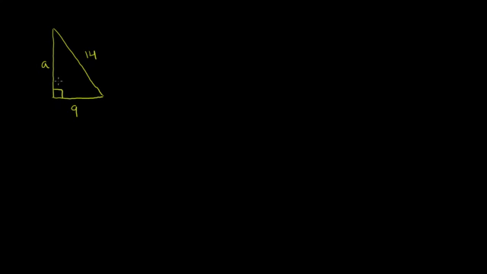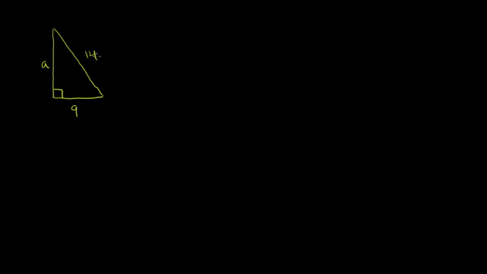So as I mentioned already, this is a right triangle. And we know that if we have a right triangle, if we know two of the sides, we can always figure out a third side using the Pythagorean theorem. And what the Pythagorean theorem tells us is that the sum of the squares of the shorter sides is going to be equal to the square of the longer side, or the square of the hypotenuse.